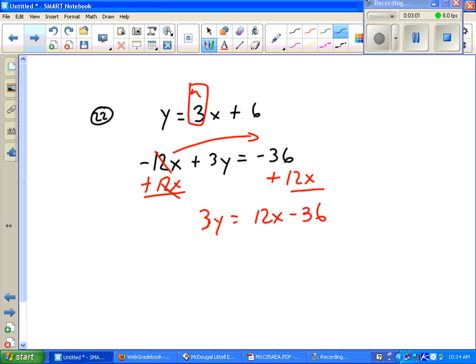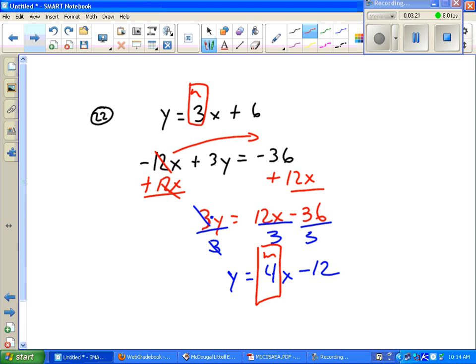Get rid of 3 times y by dividing by 3, and it'll cancel and leave you with y. Divide this by 3 and this by 3. 12x divided by 3 is 4x, and negative 36 divided by 3 is negative 12. Again, the only part you're interested in, since you're looking to see if they're parallel or not, is your slope value. Your slope value, the m in mx plus b, is 4 in that case.